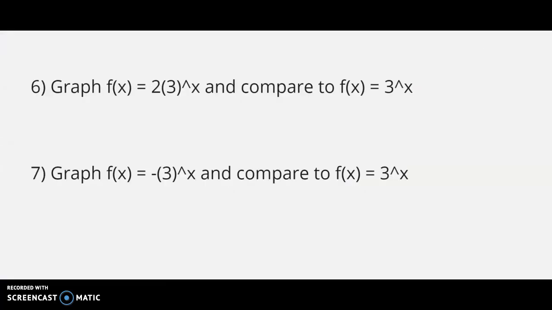Okay, so that's a quick overview of exponential functions and transforming them. I hope this helped. Thank you for watching.